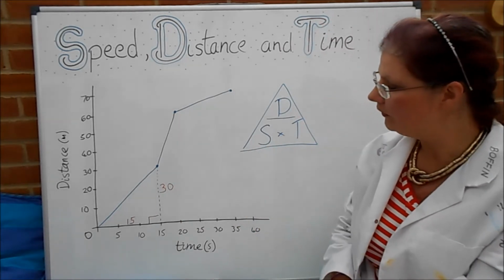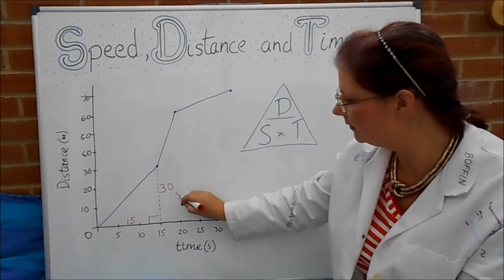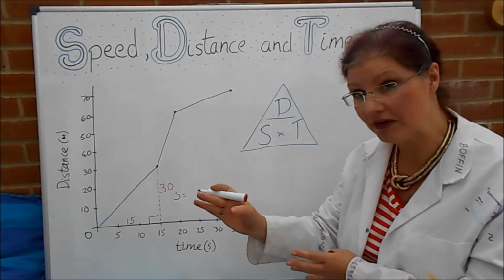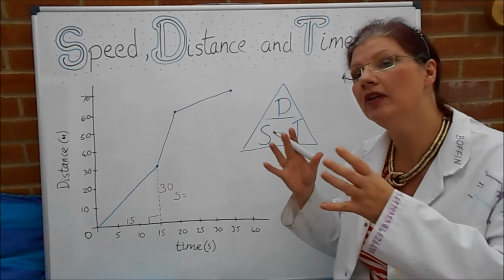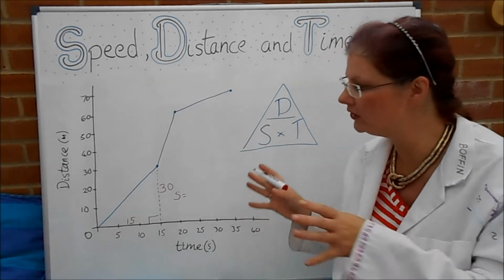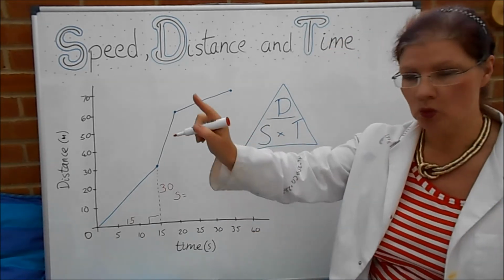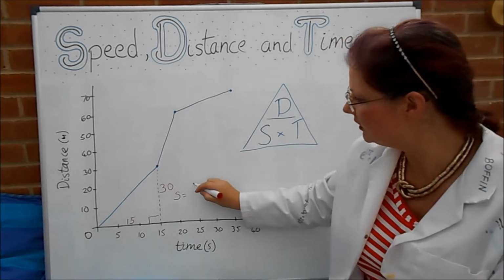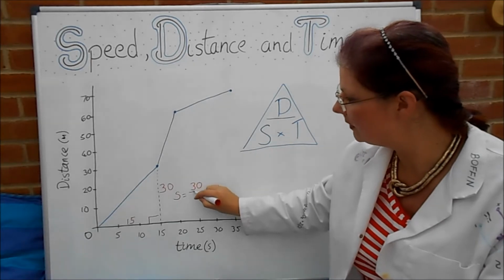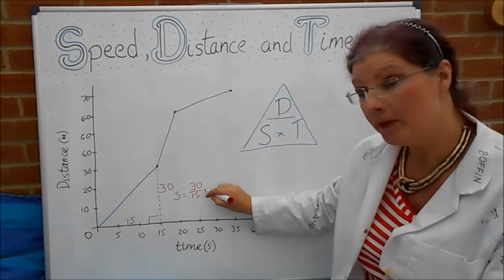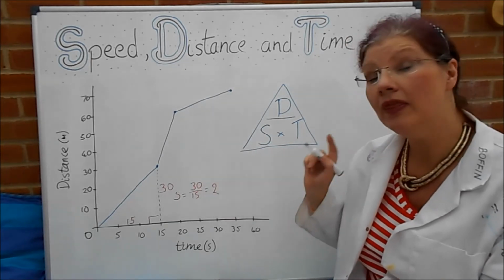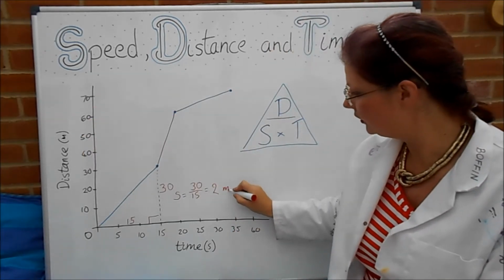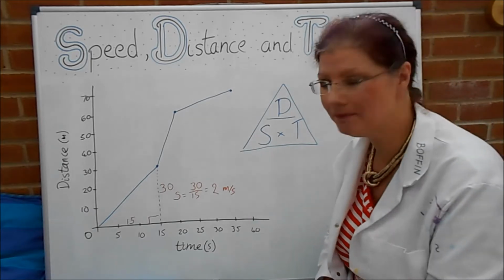I mean, I think you can probably work out the answer here, but we'll just do it anyway. So for this bit here, the speed, or velocity, because we're just talking about going in one direction. Velocity is the same thing as speed, but it's got direction associated with it. In here, we're just kind of walking down a straight path, so there's no directions involved. So speed is the distance, which is 30, divided by the time, which is 15. Pretty easy there. 2, and the units are metres per second. 2 metres per second. Okay?